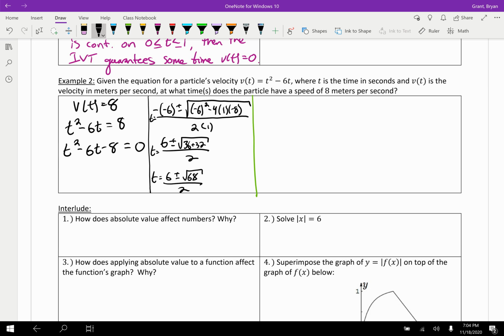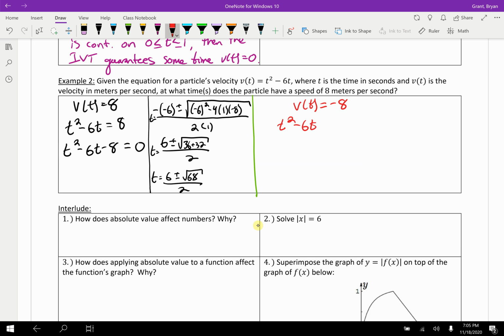So is that it? Those are the only 2 time values? Well, no. These are the 2 time values that cause your particle to move to the right at a speed of 8. But what about all the times that cause your particle to move to the left at a speed of 8? And so we also need to set v of t equal to negative 8. What does this look like?